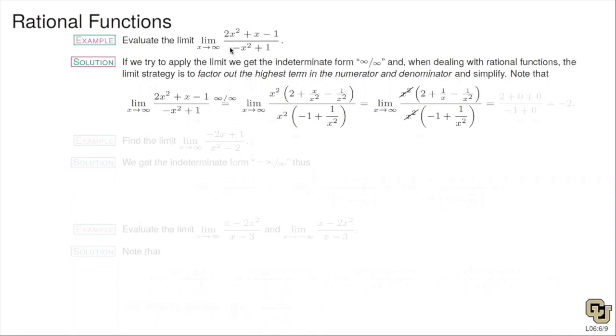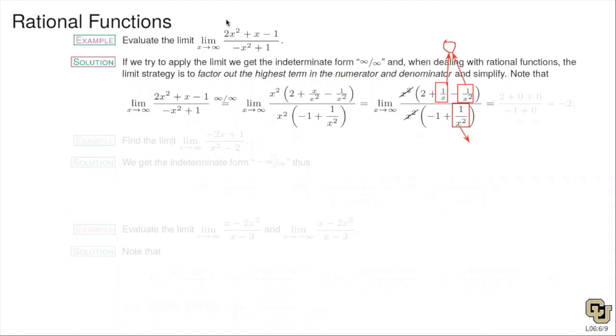So look at what happens. The 1 over x, as x goes to infinity, the numerator is fixed, the denominator is blowing up, so 1 over x goes to 0. 1 over x squared, same thing. Numerator's fixed, denominator's blowing up, 1 over x squared goes to 0. And in the denominator also, this 1 over x squared will go to 0.